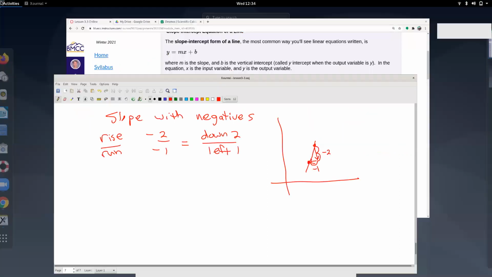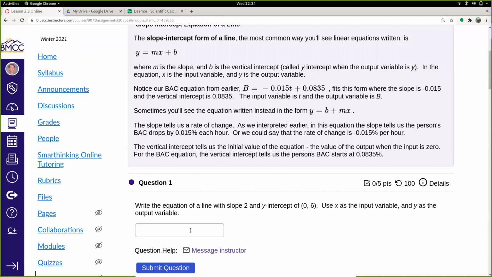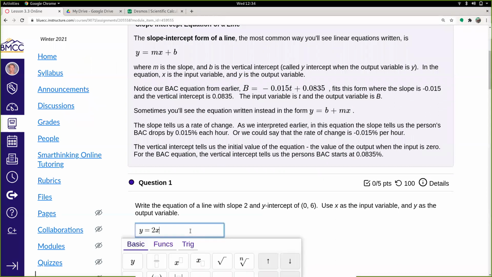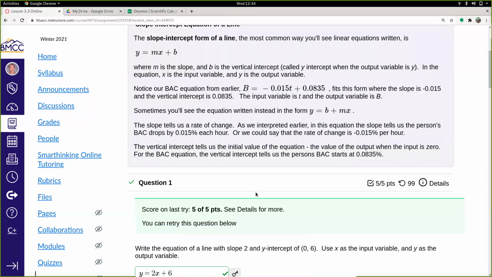All right, let's get back to our activity here. So for me, I'm just going to type in my y equals 2x plus 6 and move along.